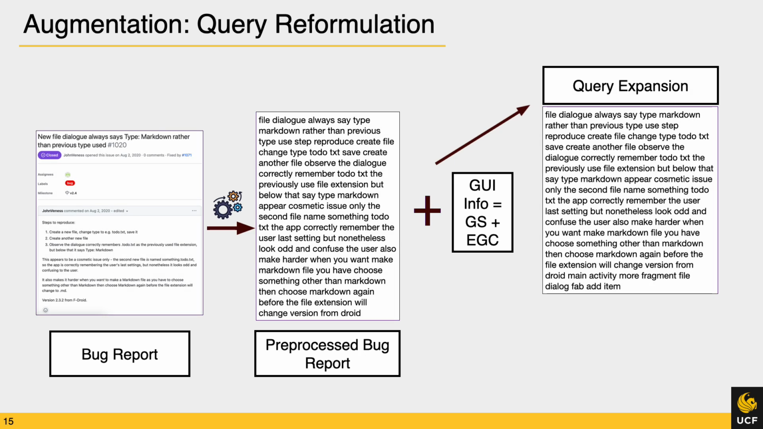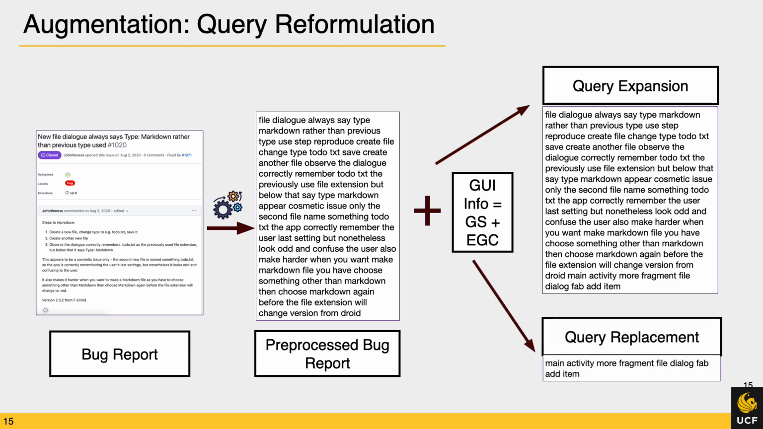We first utilize the GUI information in query reformulation. For a given bug report, we first perform the pre-processing. We pre-process the bug report using common steps like removing punctuations used in past information retrieval work. Then we add GUI information for query expansion. We also replace the bug report in the query and utilize only the GUI related information, which is called query replacement in our approach.